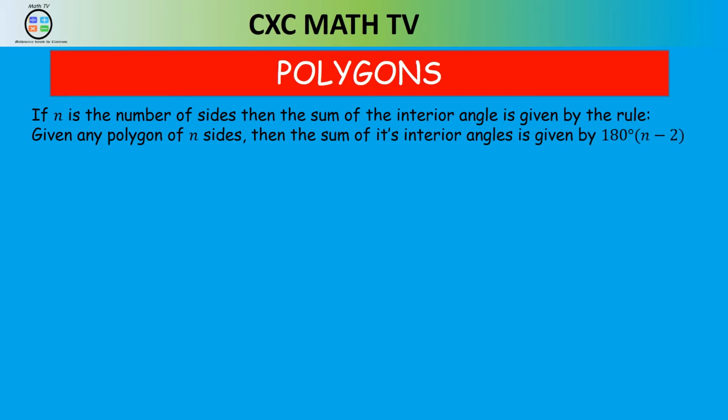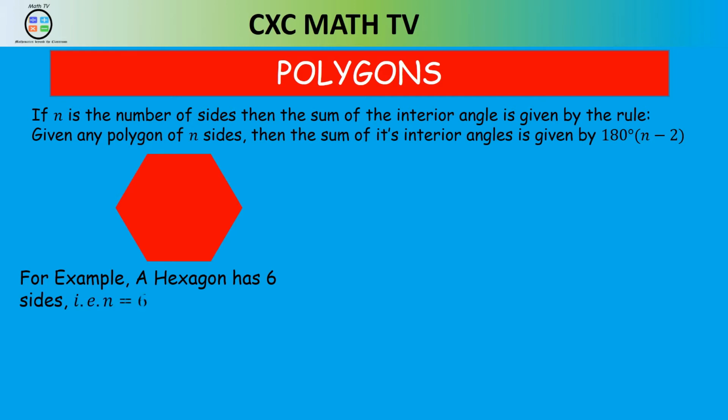So for example, a hexagon. Look at this hexagon up here. It has 6 sides, so n equals 6. So the sum of the interior angles of the hexagon is going to be 180 degrees times, replace n with 6, so it's 6 minus 2, which is 4, and 180 times 4 is 720 degrees. The sum of the interior angles of a hexagon is 720.